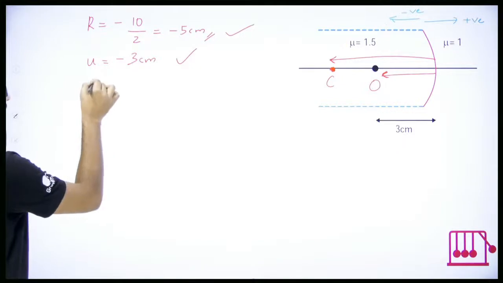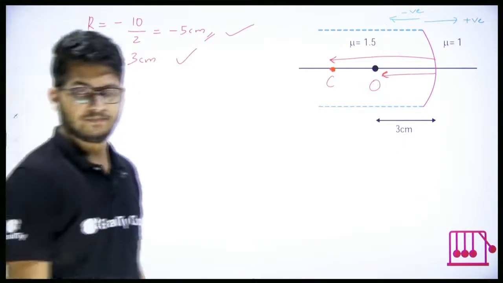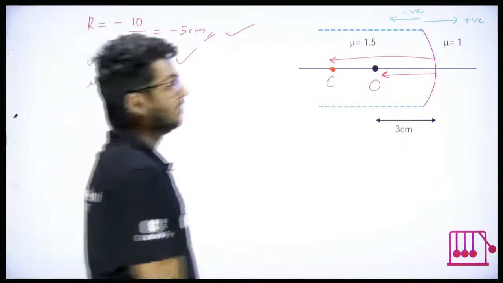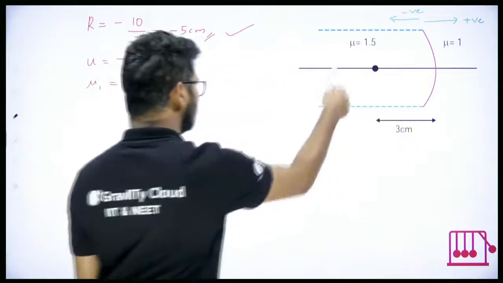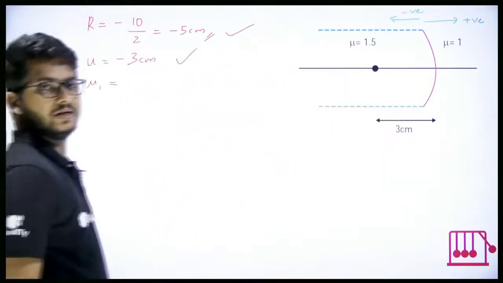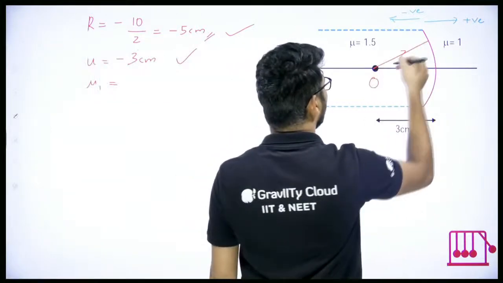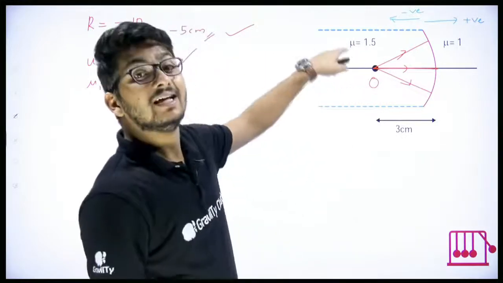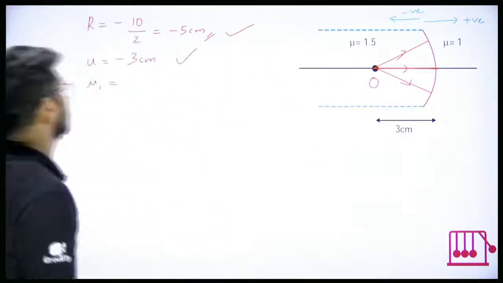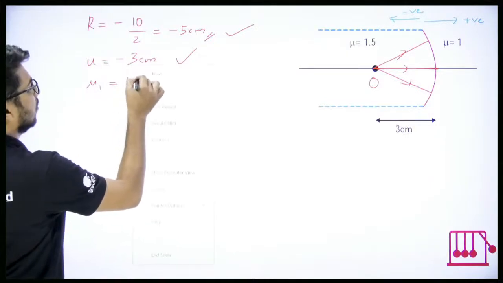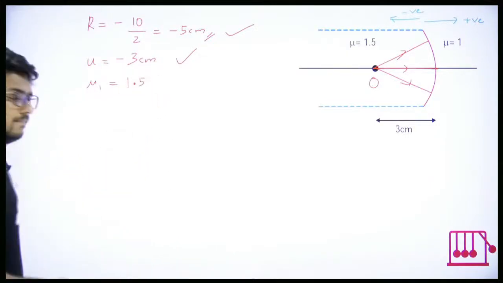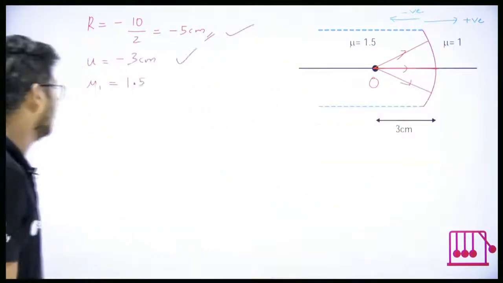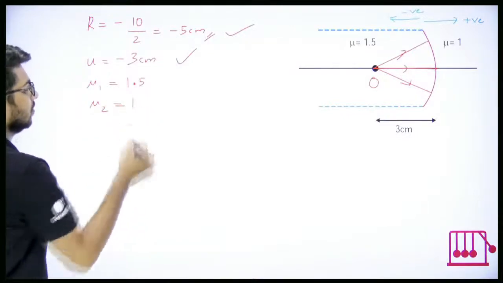Then we need mu1, the refractive index of the first medium. Now what is the first medium in this case? Glass or air? Look at this. If this is the object, the incident rays are in which medium? The incident rays are in glass. Refractive index 1.5. So mu1 will be equal to 1.5. And the refracted rays will be in the second medium, which is what? Air. So mu2 is equal to 1.